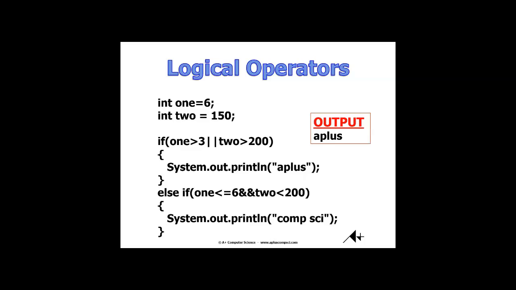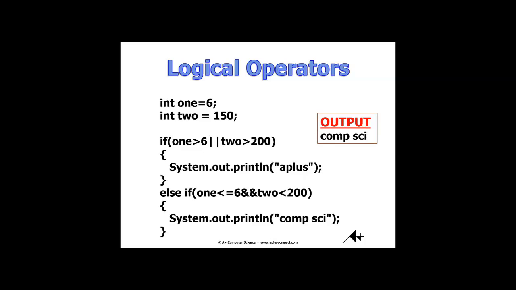So if my if condition failed and it went to the else if, then 1 would have to be less than or equal to 6, and 2 would have to be less than 200. Okay, and so we'll play with this code in just a second to make sure that you're totally on board with what's going on here.